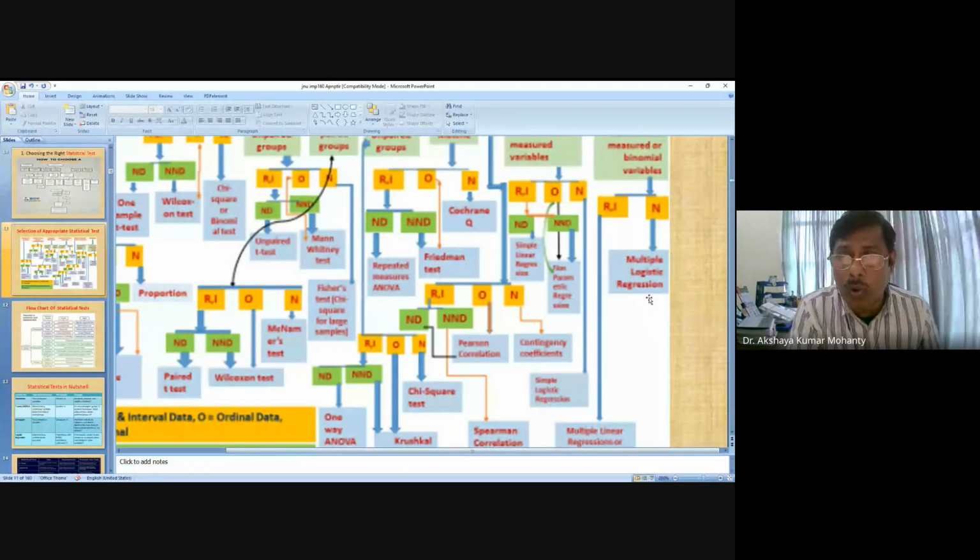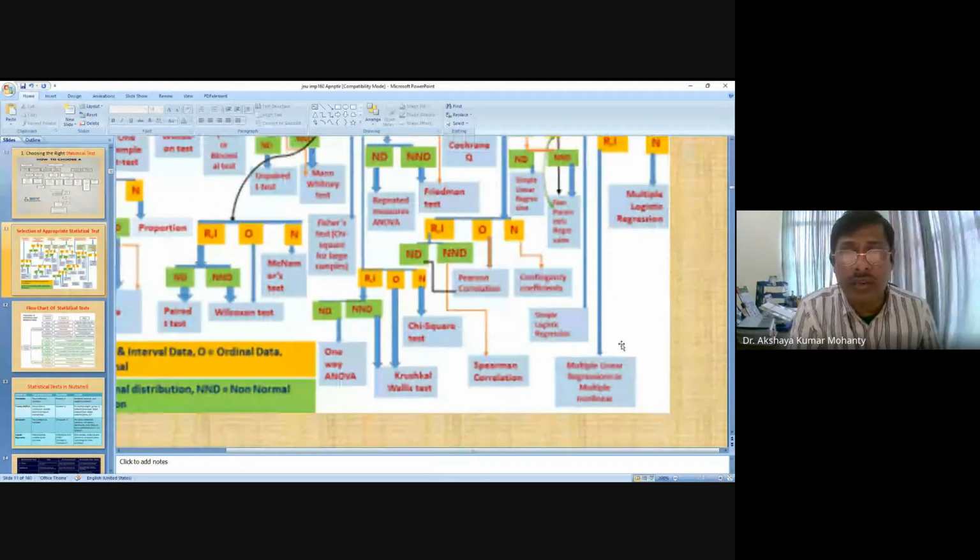That means there is more than one independent variable. Now you see here, it is only simple logistic regression, which means there is only one independent variable. That's why it is simple logistic, and the dependent variable is in categorical form. But here, the dependent variable is one in categorical format, but the independent variable is more than one. So that's the main difference.